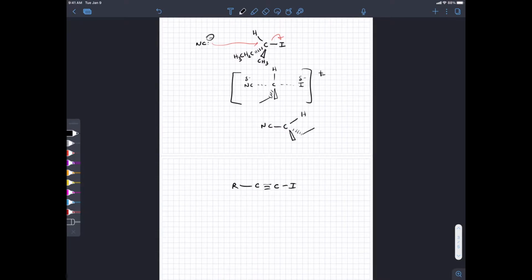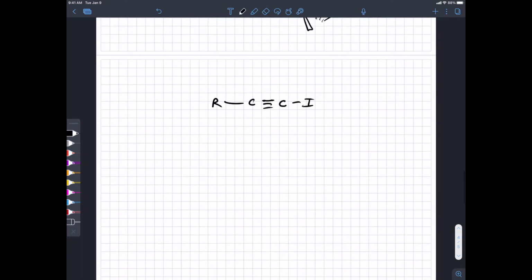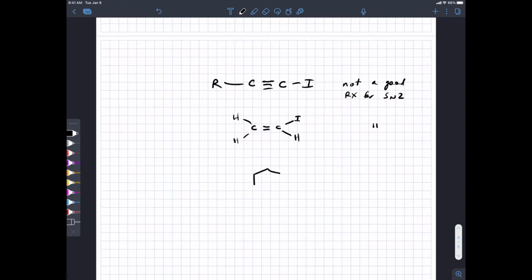Would that be prone to substitution? No, not a good alkyl halide for SN2. Great. And there are actually some other examples too. It turns out that if you were to make an alkene like this, you also can't do it. And if you were to make an aromatic halide like this, you also can't do it. And in each of those cases, backside attack is sort of prevented by the geometry. Here, you'd have to be in the place of this carbon over there, so you simply can't do it.